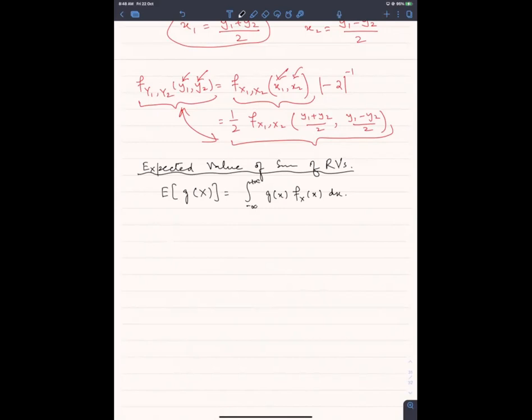What about a function of two random variables? Exactly इसको extend कर देंगे. G of x comma y, this is given by integral over x and y, g of xy into the joint PDF of x and y, dx dy या dy dx जो भी लिखना.